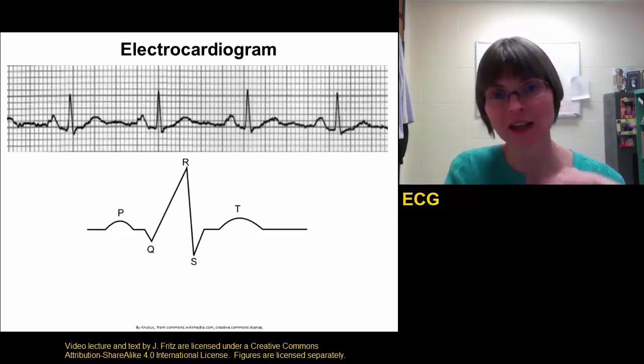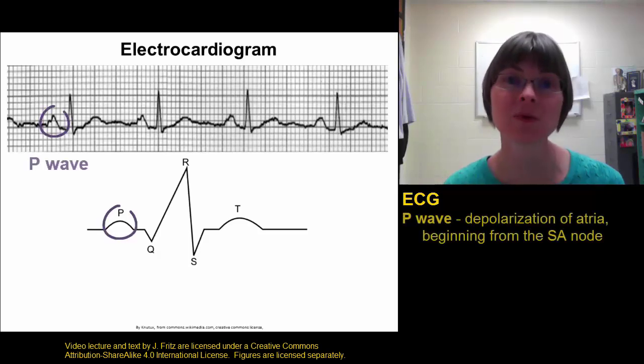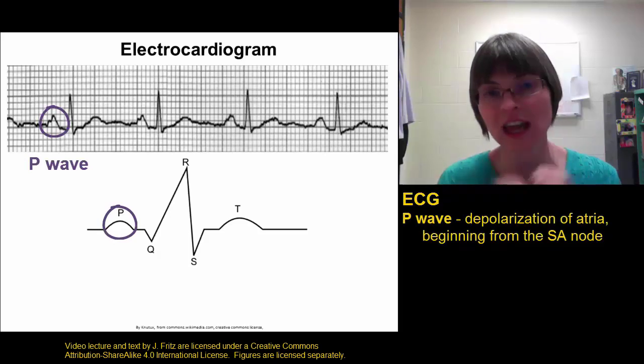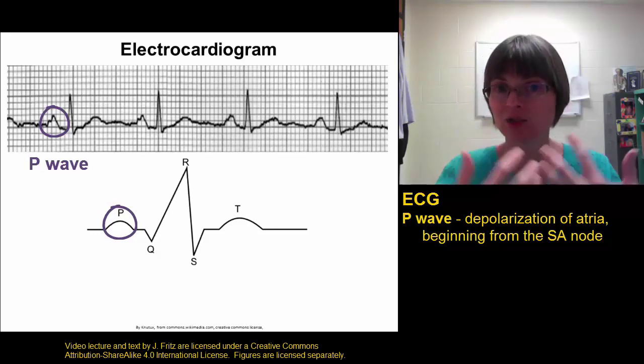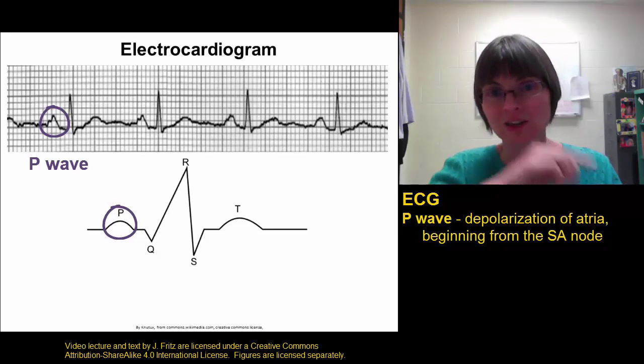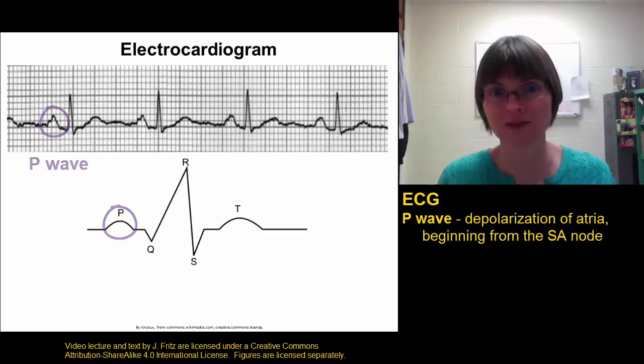If we start at the beginning, the first bump we see here is called the P wave. The P wave is showing us the depolarization of the atria. So when the atria depolarize, change their membrane potential, they're not quite contracting yet, they're just depolarizing. We see the change in electrical activity, that's the P wave.